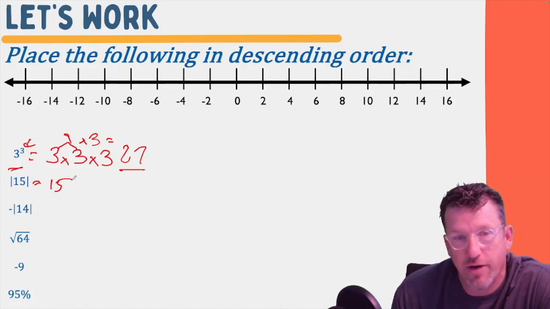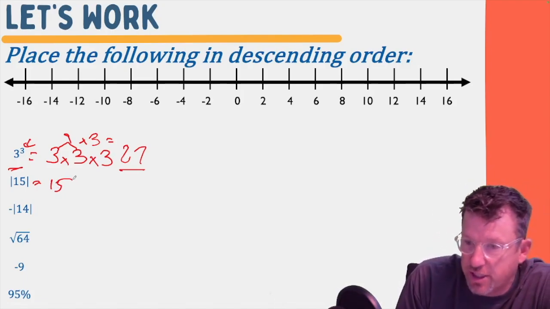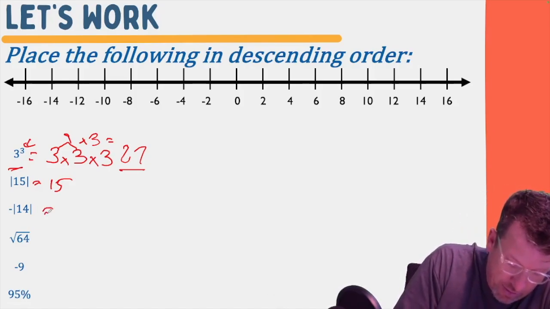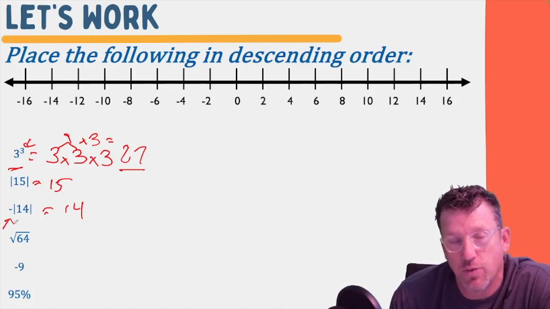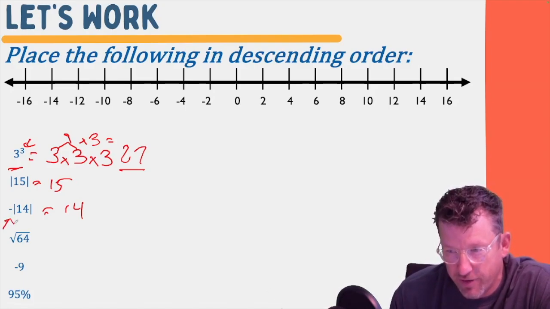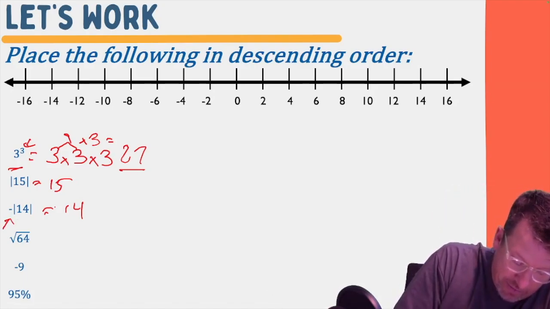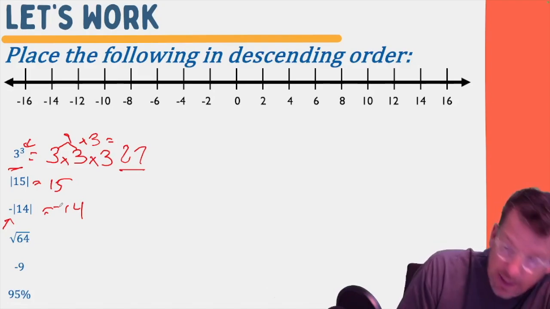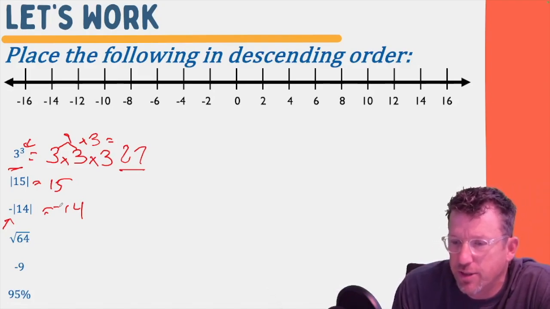Oh, another absolute value right after it. How far away is 14 from 0? Well, it is 14 away from 0. But we have this sign on the outside of it that says, what is the opposite of the absolute value of 14? So the opposite of the absolute value of 14 is negative 14. So that one turns out to be negative 14.